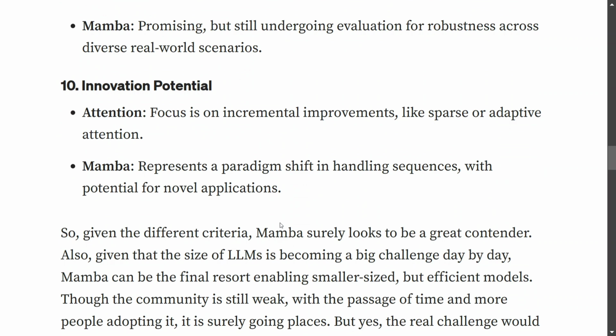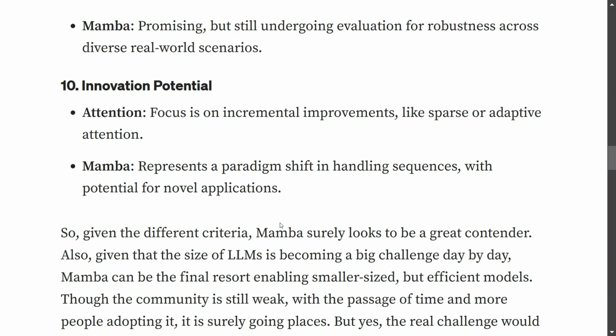So, given all the criteria, I think Mamba surely looks to be a great contender, but attention is still the king. Given the fact that the mechanism was released just one year back, I would say it's still great progress. You can see some people using Mamba, and I think Nvidia is showing a great focus on Mamba. They released a couple of models, and recently they released a hybrid Mamba as well.